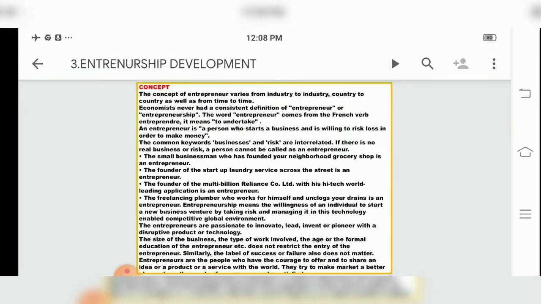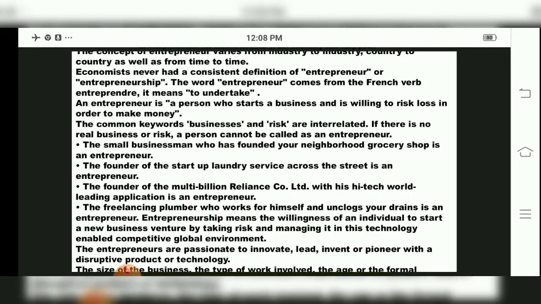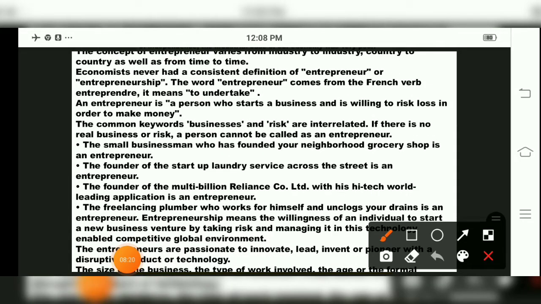So children, they have told that this entrepreneur word, see I am repeating again, this entrepreneur word, children, has come from the French word entreprendre. It means to undertake. And entrepreneur means what? They have given example. The person who has started laundry services, the person who is having a grocery shop, means the founder of that particular shop, is also called an entrepreneur.